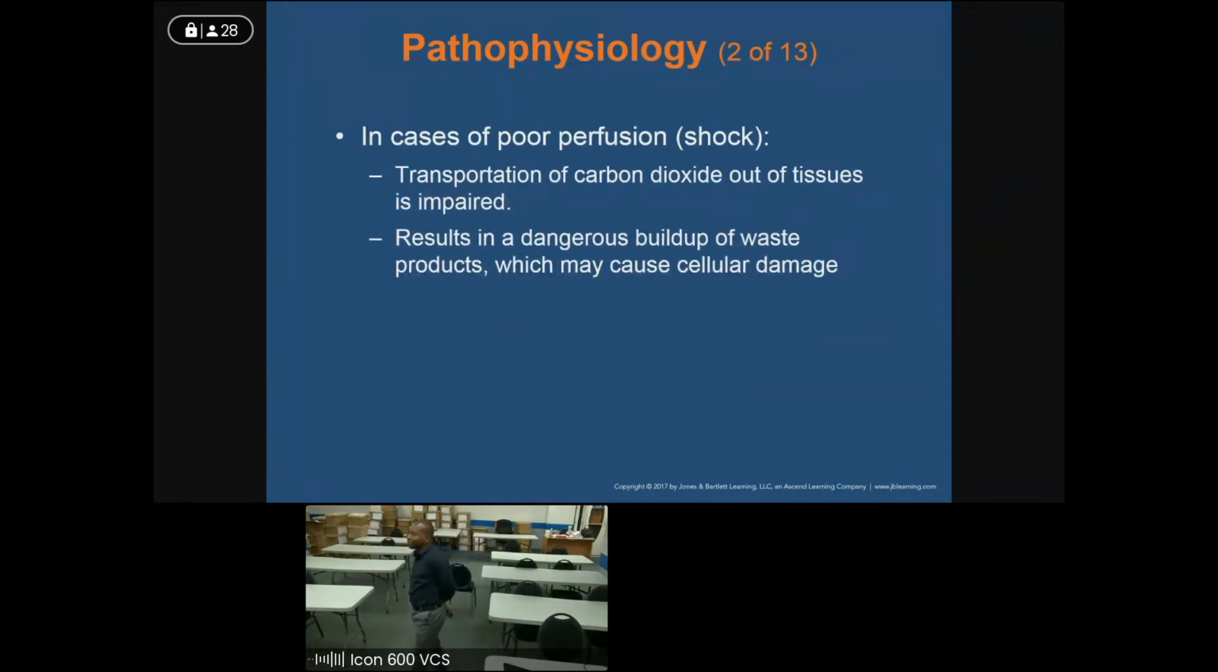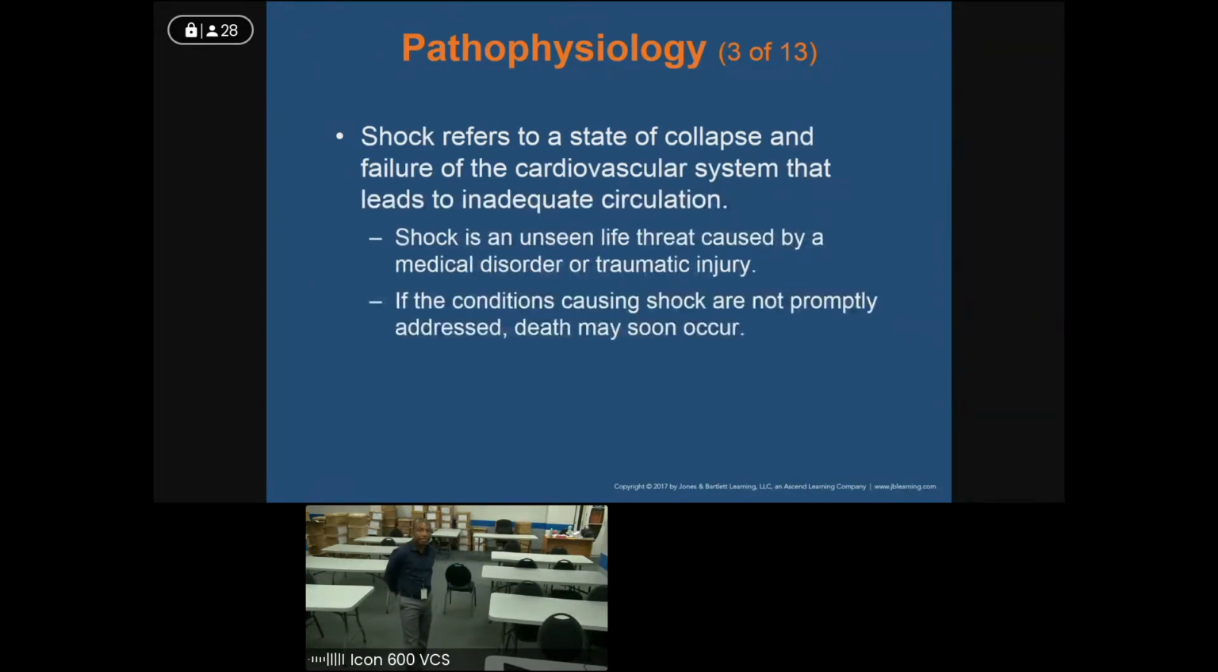So poor perfusion, also called shock or hypoperfusion, means transportation of carbon dioxide out is impaired, which I mentioned earlier is a problem also. So getting the oxygen in is important, also getting the carbon dioxide out is important. It results in a dangerous buildup of waste products, which may cause cellular damage. Right? Shock refers to a state of collapse and failure of the cardiovascular system that leads to inadequate circulation. So if you don't identify and manage shock quickly, it will be problematic for our patients. And the treatment is very, very simple.